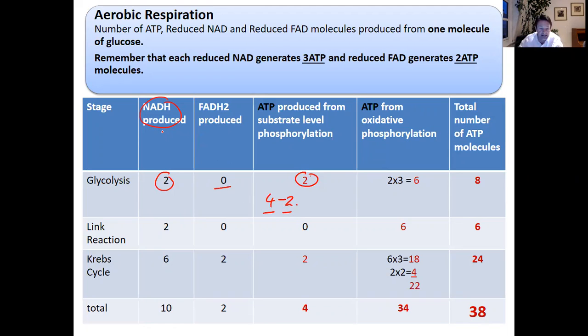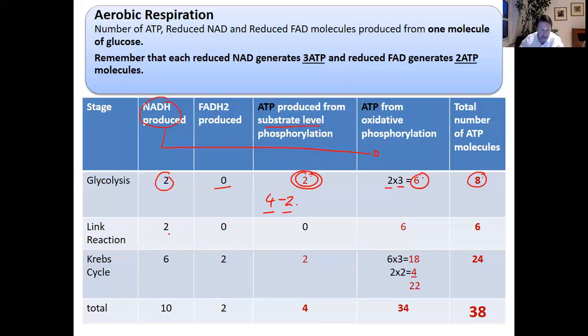So if those NADHs can be consumed in oxidative phosphorylation, then they are used to make 6 ATPs, because there are 2 NADHs and you make 3 ATPs per NADH. So in total, if there is oxygen present, then the number of ATP molecules produced from glycolysis will be 8. However, if there is no oxygen present, then the number produced will be 2, because the 2 are being produced through substrate level phosphorylation, which doesn't need oxygen.